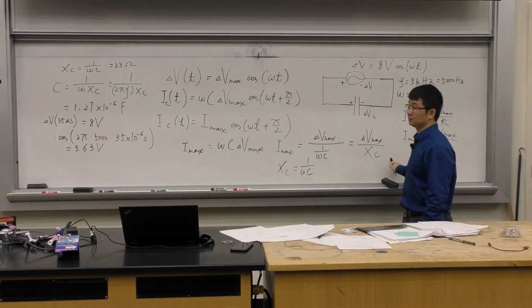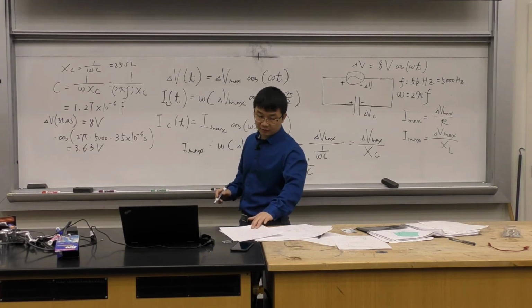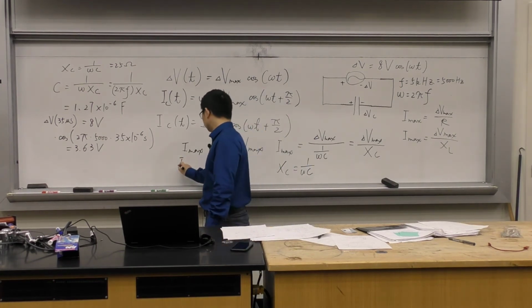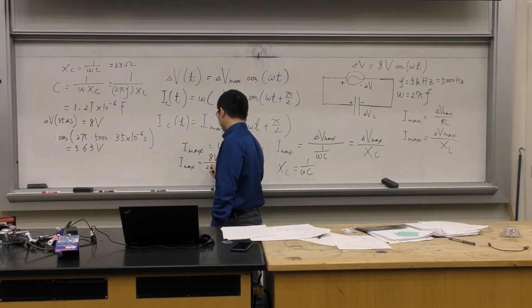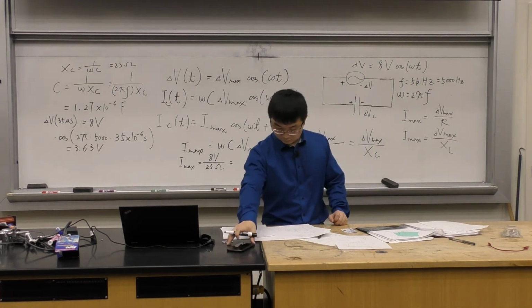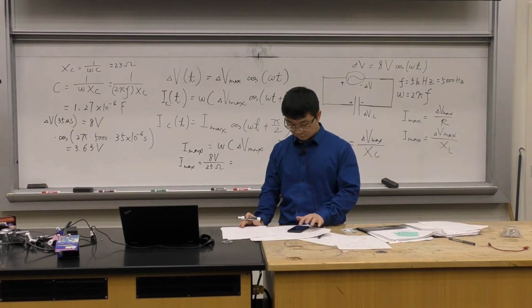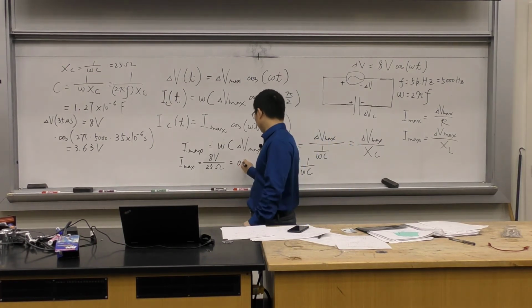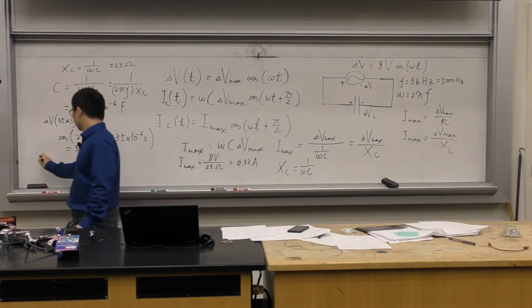Now it's like a resistance. So the Imax, I'm going to first do 8 volts divided by 25 ohms, right? So what is this number? 8 divided by 25 is 0.32 amps.